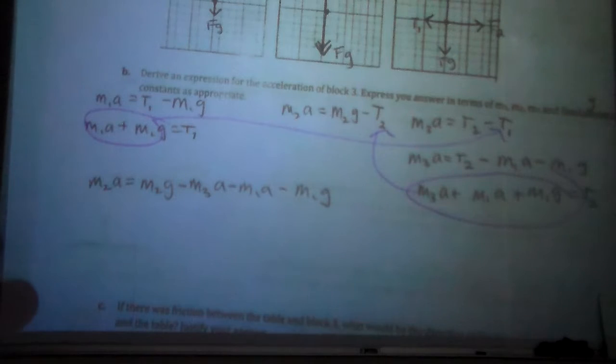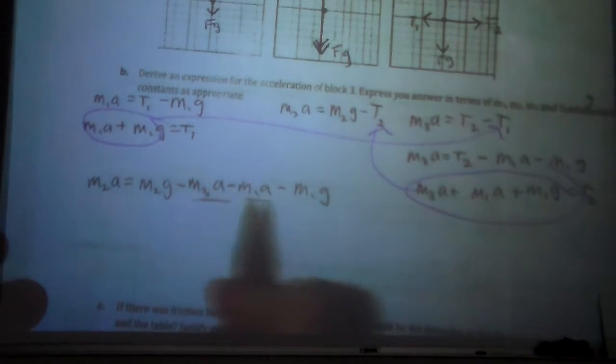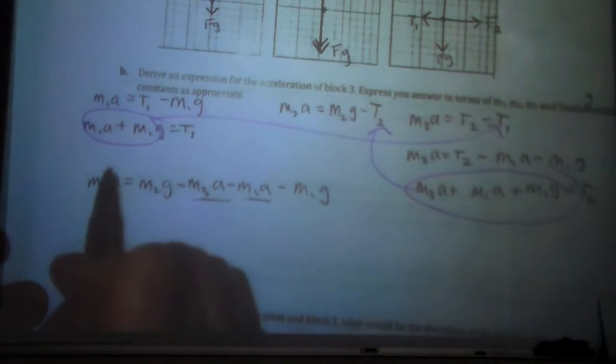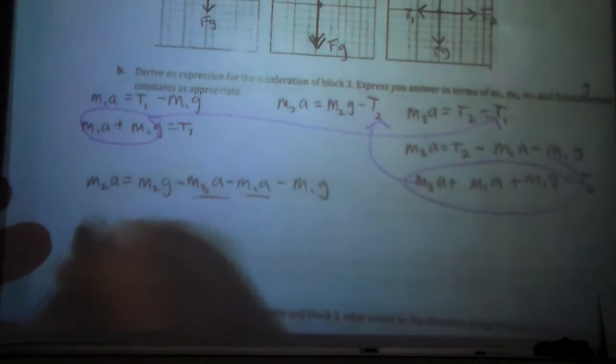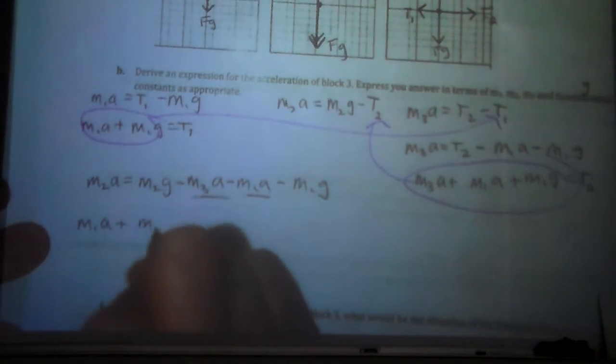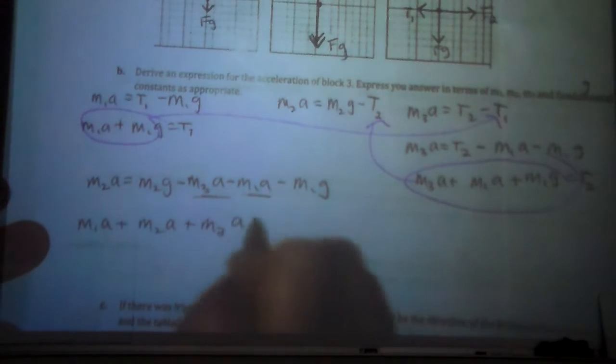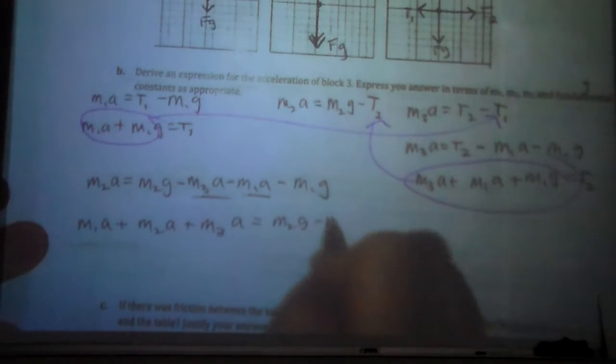And now I just need to get A by itself, so I have these A's. I cannot just divide over, because you can't have A equals and then have A's in your answer. That doesn't make sense, so I'm going to add these over. So I have M1A plus M2A plus M3A equals M2G minus M1G.